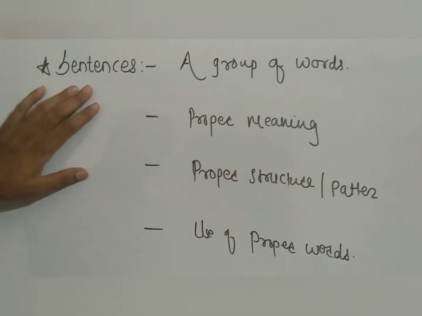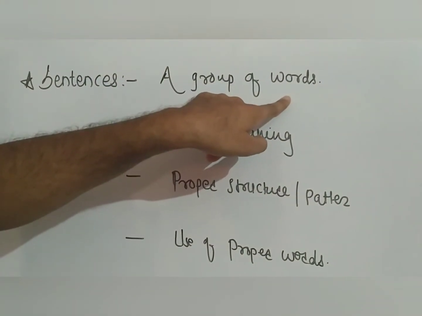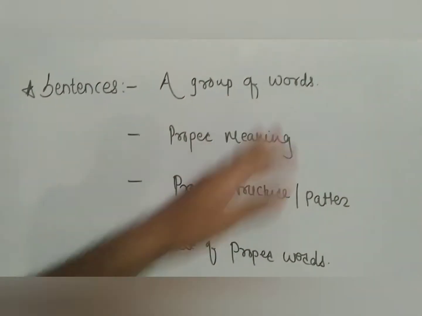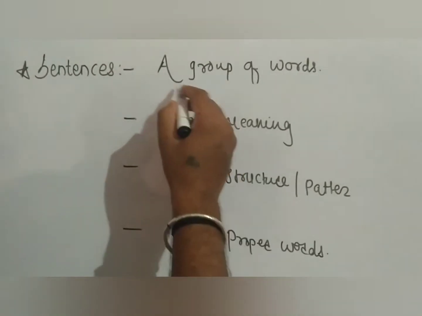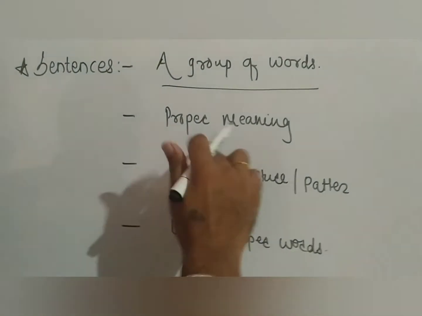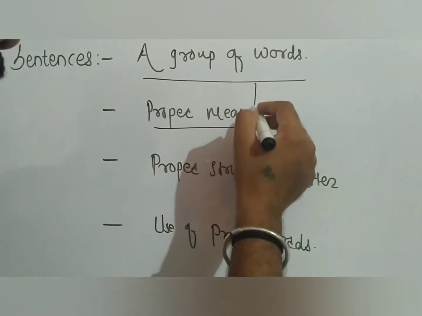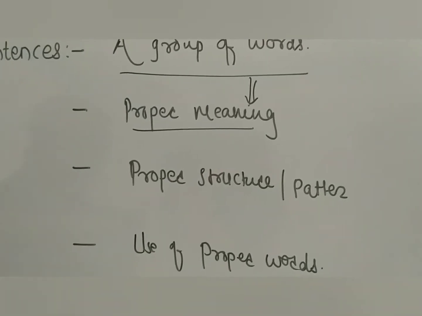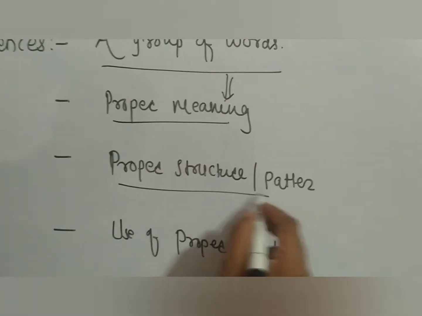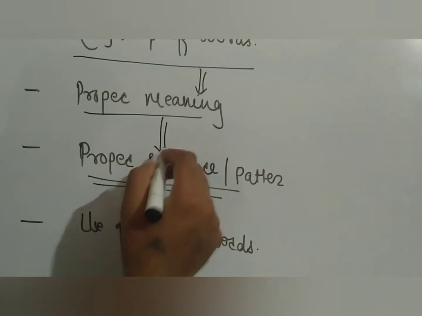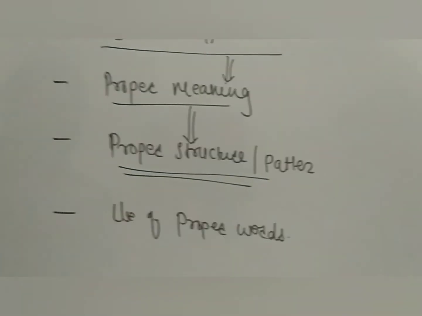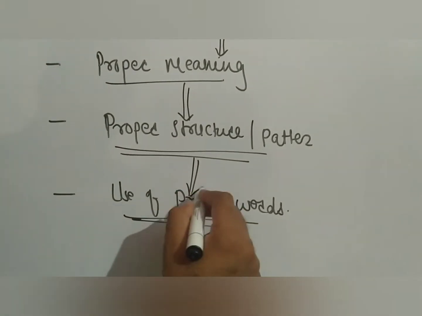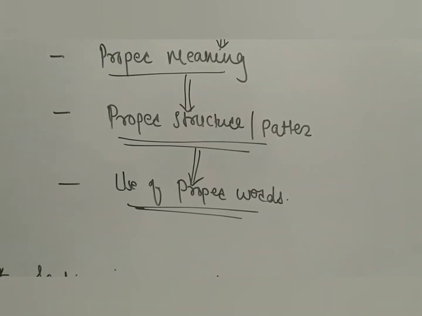First one is, a sentence is a group of words. Friends, in the sentence we use words, that is the group. They come together in the sentence. Then with the help of the words we make a proper meaning. Each word has its own meaning. Then we can place them in the proper structure or proper place. Then we use those words in a proper place in the sentence.